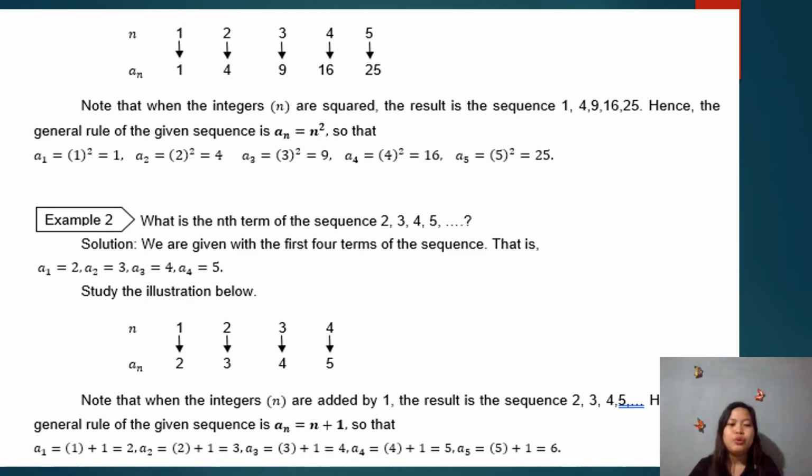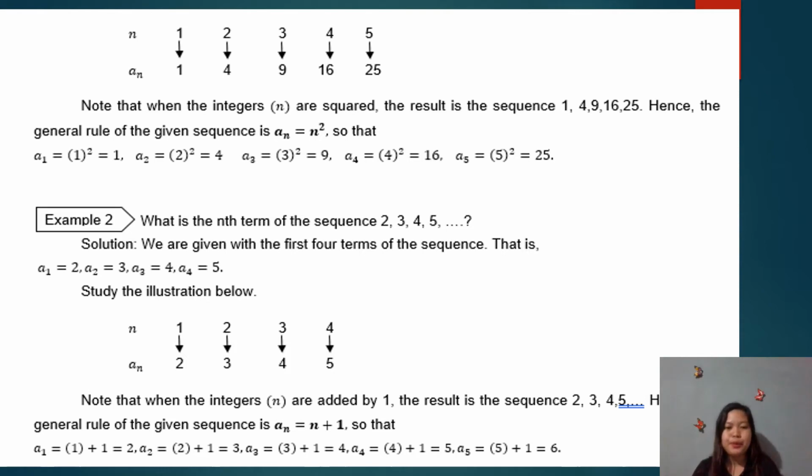So when we are looking for a sub 1 or the first term, we substitute. So 1 squared, that's 1. 2 squared, that's 4. For the third term, we have n is equal to 3, so we substitute 3 for n, that's 3 squared, 9. 4 squared, 16. And for the fifth term, that's 5 squared, that's 25.